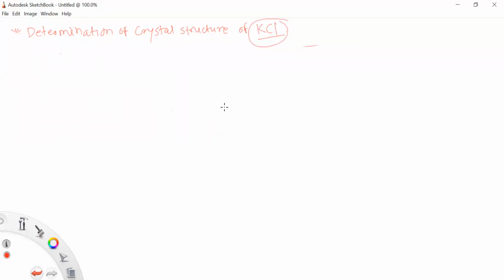KCl also is just similar to the NaCl crystals. But there is a slight difference between the KCl and NaCl. But both the structures are FCC. But on the determination values, this KCl is a simple cubic structure. Don't confuse, okay? Simple cubic structure, or it is called the simple primitive structure.